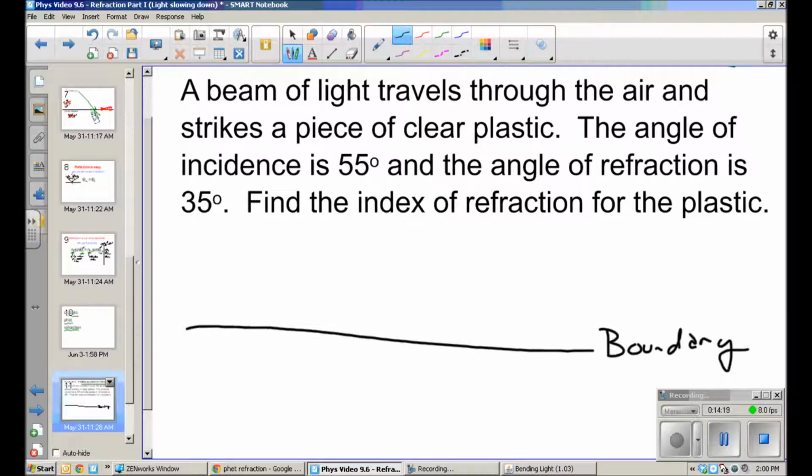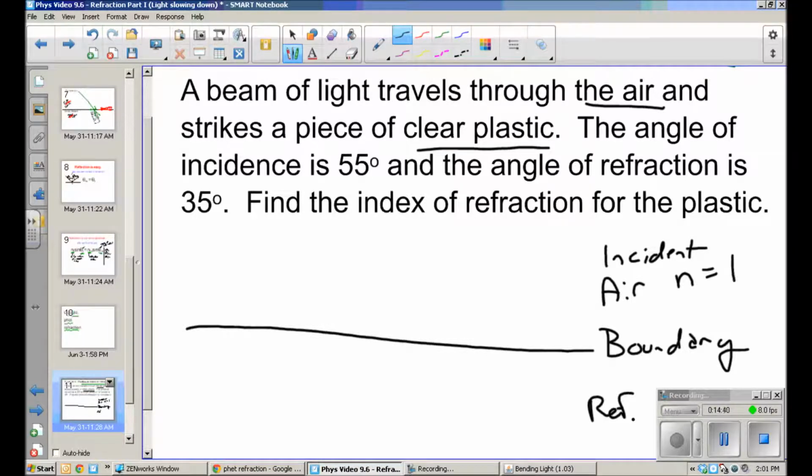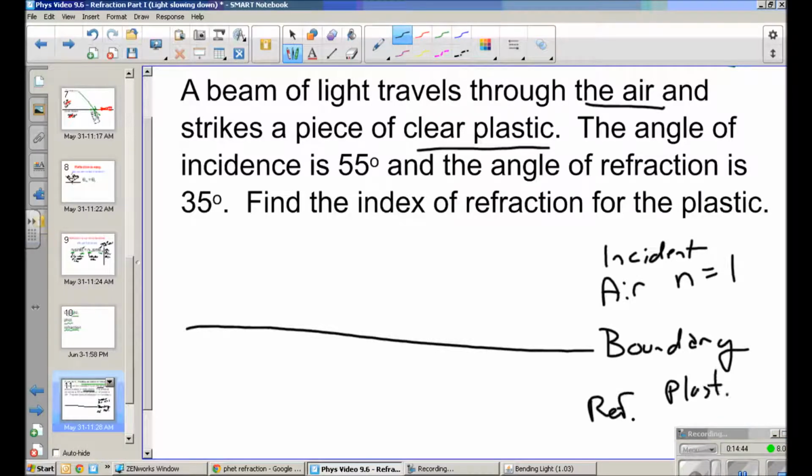You've got a beam of light traveling from one substance to the other. So I'm going to always get in the habit of putting my incident beam on the top and my refracted beam on the bottom. So in this example, we're going through air and into plastic. So this is air. I know N for air is 1. And then we're refracting into plastic. And we're trying to find the index of refraction for plastic.